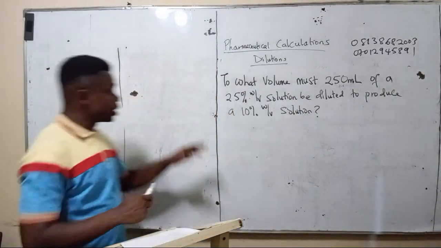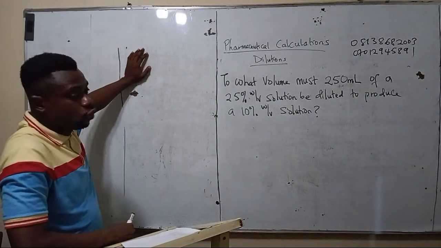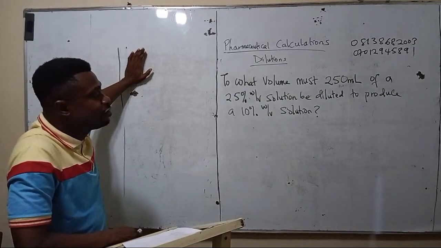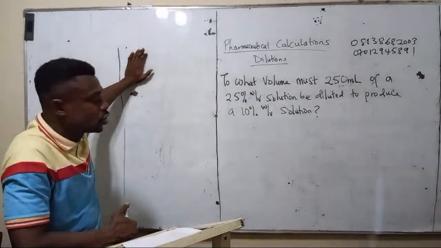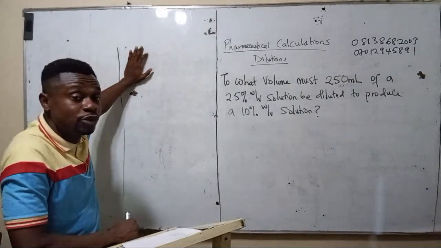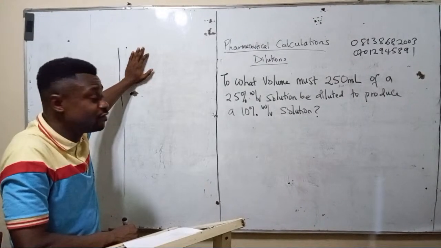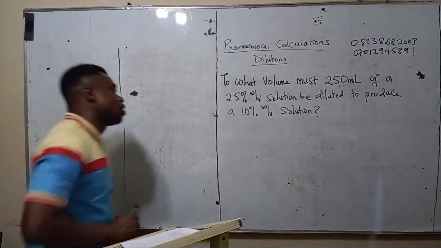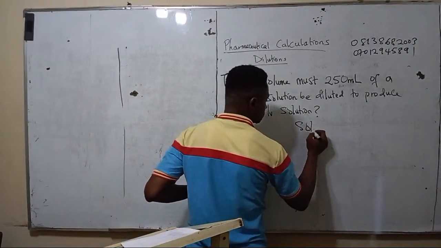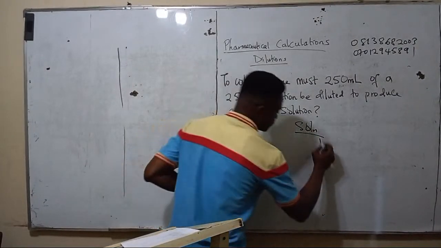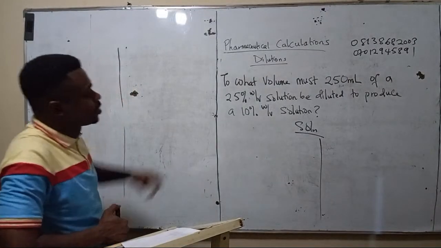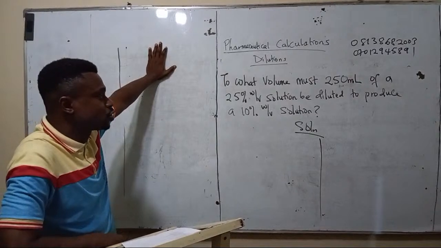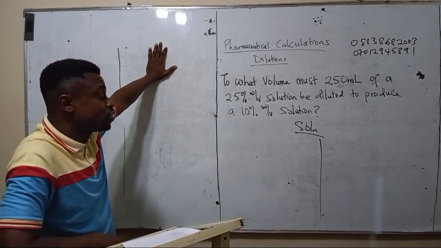Okay, the question says, to what volume must 250 ml of a 25% weight in volume solution be diluted to produce a 10% weight in volume solution? All right, solution. Now let's look at this question again. To what volume must 250 ml of a 25% weight in volume solution be diluted?